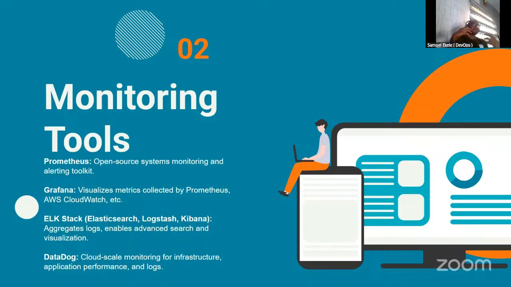And then we have Datadog. Datadog is cloud monitoring for infrastructure, application performance and logs as well, right? But Datadog is not open source. It is a software as a service platform that you need to pay a subscription to use, basically. And in one dashboard, you are literally seeing everything as well, right?